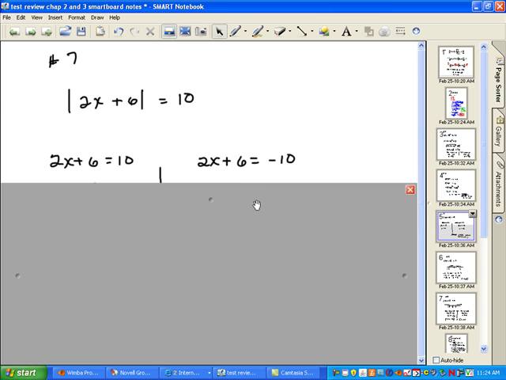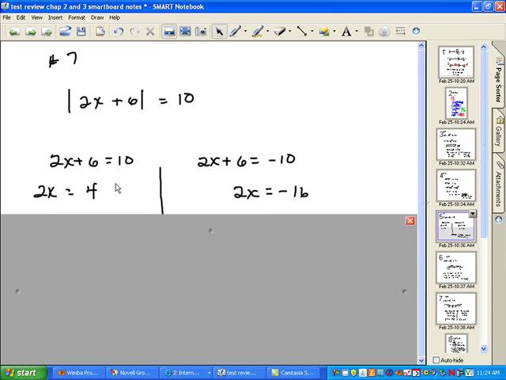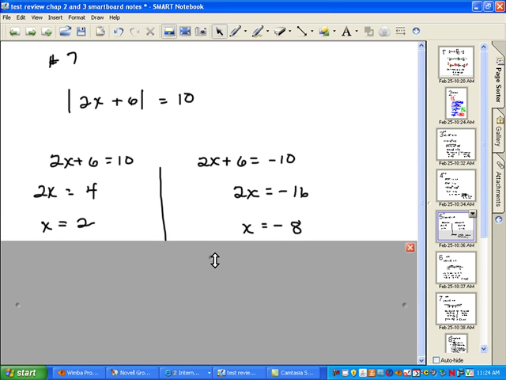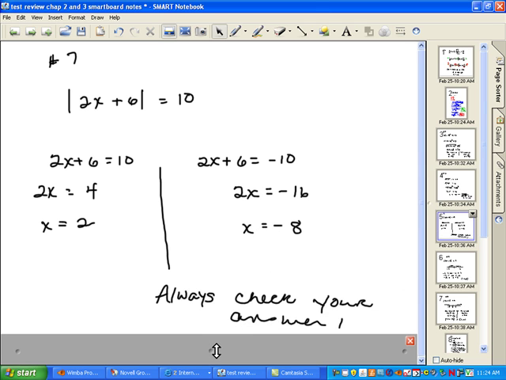Only if there's an equal sign here. If there's an inequality, we have to worry about a couple of other things. But these, we just set them equal to the positive and the negative, and then we solve both of them. On the left, we move the 6 over and we get a 4, so 2x equals 4. X is going to end up equaling 2. On the right, we move the 6 over and get a negative 16. We divide both sides by 2 and we get a negative 8. We would still want to make sure we checked everything. Always, always check your answer.